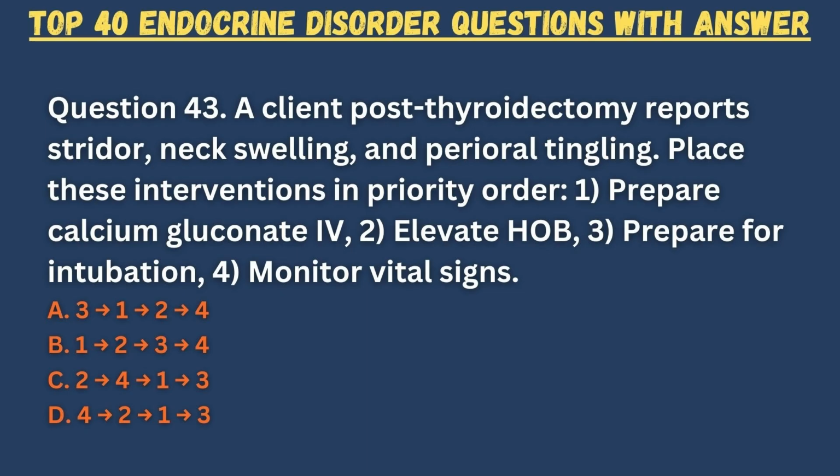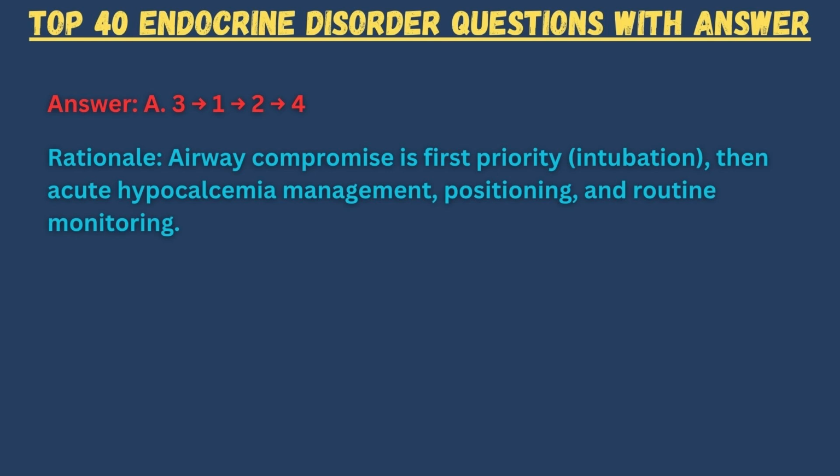Question 43. A client post-thyroidectomy reports stridor, neck swelling, and perioral tingling. Place these interventions in priority order. 1. Prepare calcium gluconate IV. 2. Elevate HOB. 3. Prepare for intubation. 4. Monitor vital signs. A. 3 then 1 then 2 then 4. B. 1 then 2 then 3 then 4. C. 2 then 4 then 1 then 3. D. 4 then 2 then 1 then 3. Answer. A. 3 then 1 then 2 then 4.